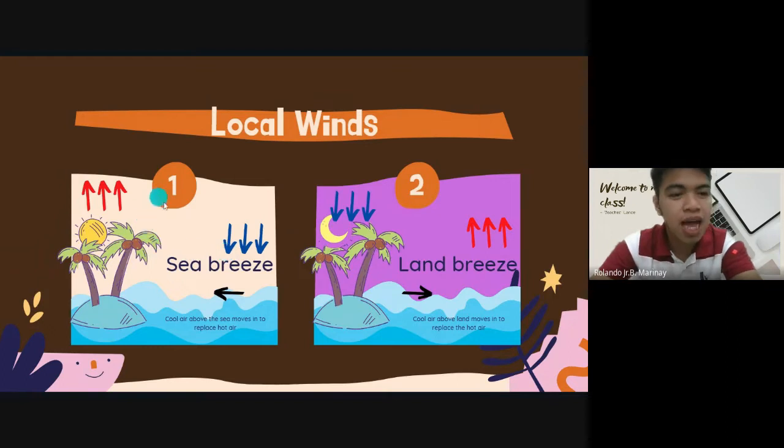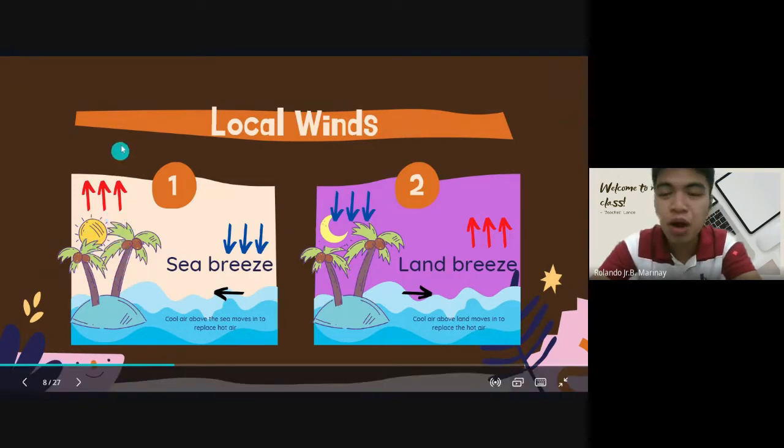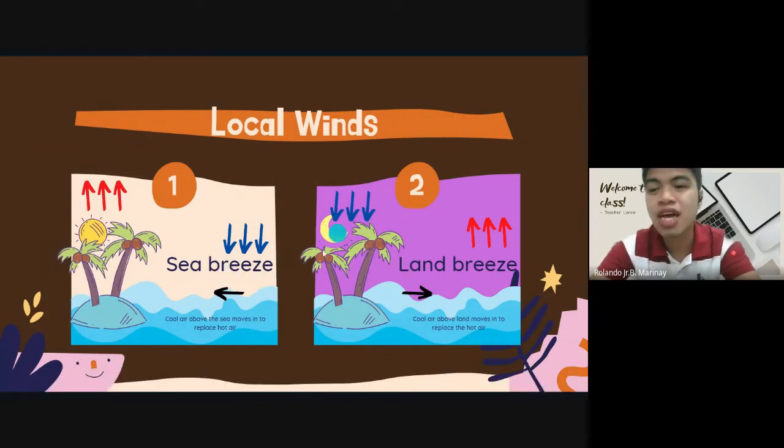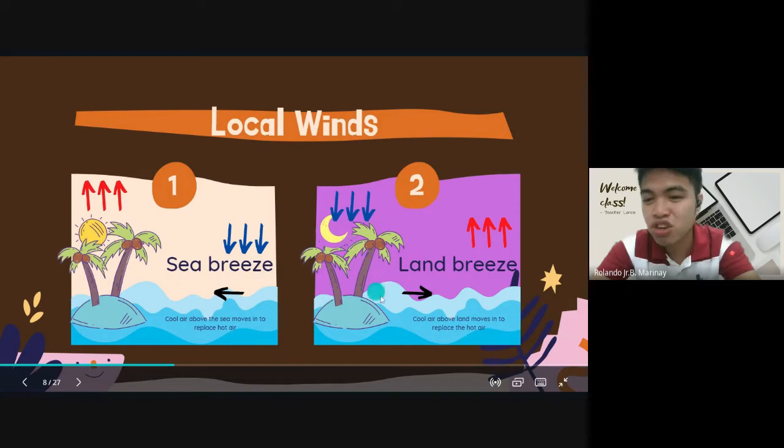What happens to the sea breeze? Okay, the hot air moves up, right? And the cold air goes down. So here, if it's hot in the land, the air moves up. It's cold in the sea, so the air moves down. That is the sea breeze. Okay, when it's cold on the sea, that is sea breeze. But when it's cold on the land, that's called land breeze.